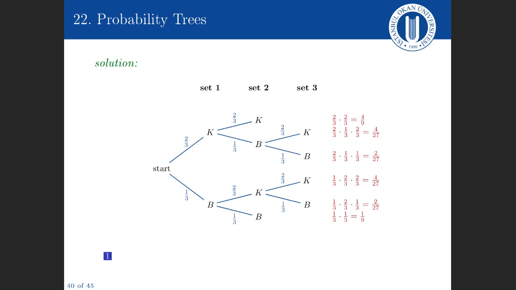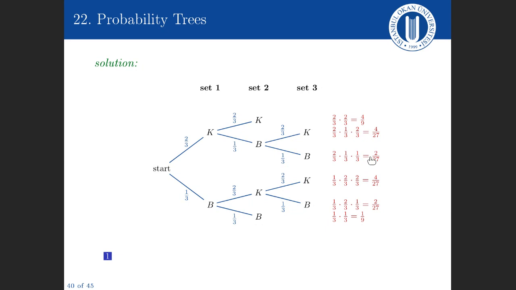The probability tree looks like this. In each set, the probabilities are the same: 2/3 that Kia wins, 1/3 that Boris wins. If Kia wins the first set and the second set, then the game finishes. If Kia wins the first set and Boris wins the second set, then they play a third set, which maybe Kia wins or maybe Boris wins. Likewise, if Boris wins the first 2 sets, that's the end of the game. But if Boris wins the first set and Kia wins the second set, then they must play a third set.